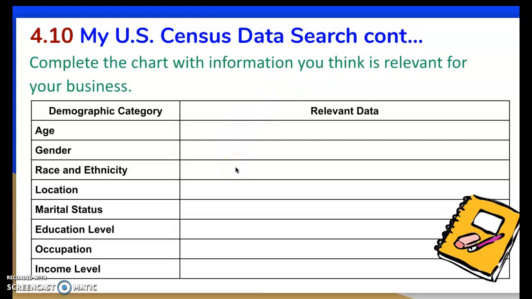Remember, we'll be looking for the demographic categories to complete, thinking about your potential customers, who will you be serving, and why would this information be important for you? And you'll be writing the actual numbers, percentages, and numbers of people in different ages, genders, races, marital status, etc., that are important to your business from the U.S.